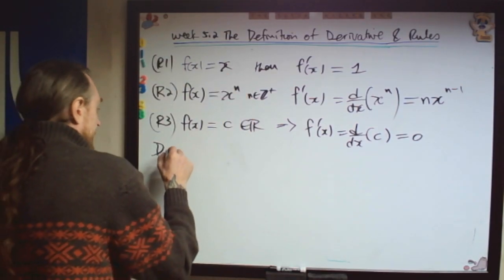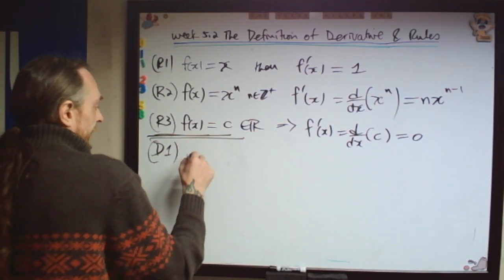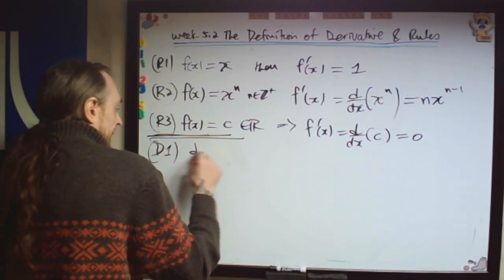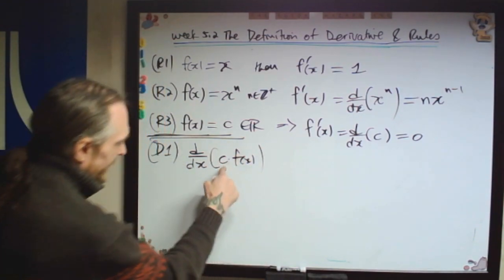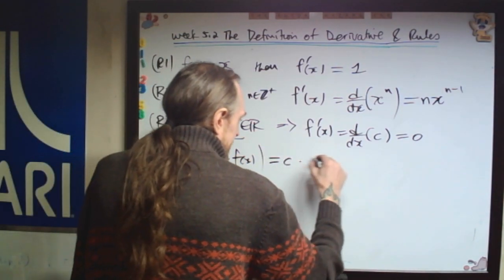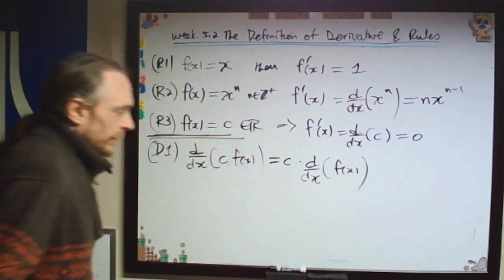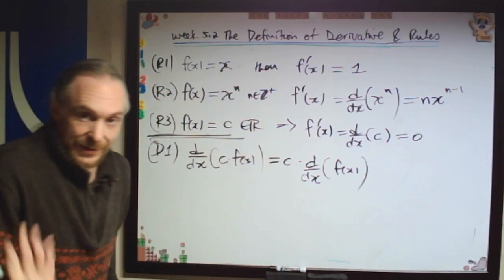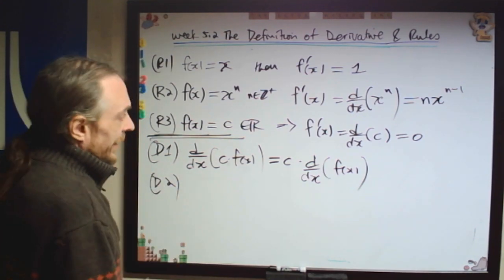Now the derivative rule 1 is going to be, if I have the derivative with respect to x of a constant times a function, it doesn't care about the constant. I can write this as c times the derivative with respect to x of f of x. So you can pull the constant out of a derivative. It doesn't care.